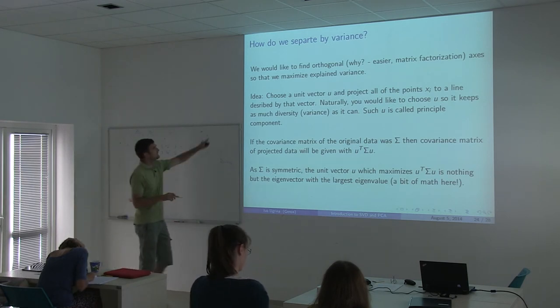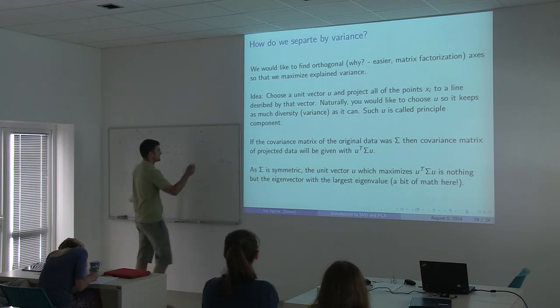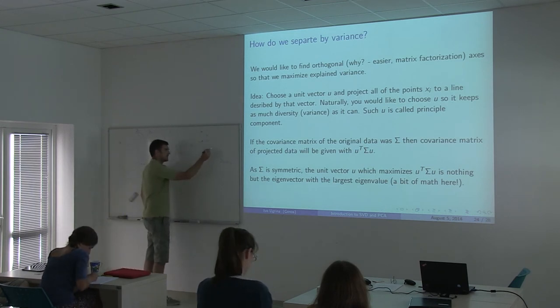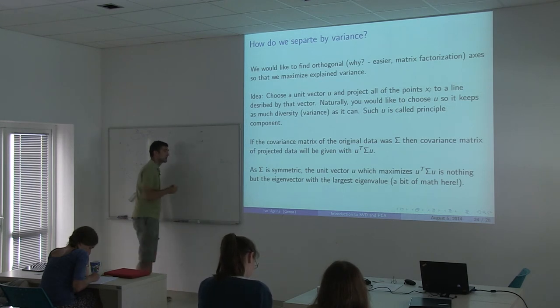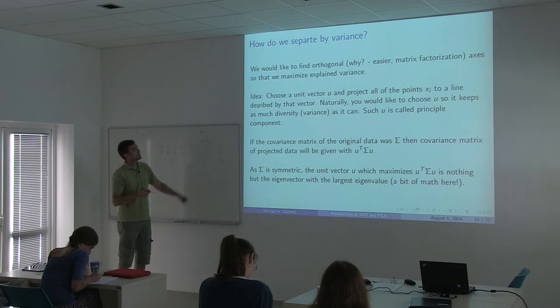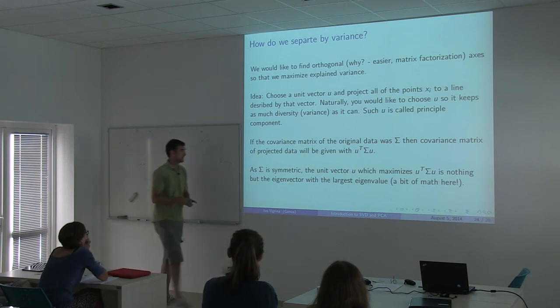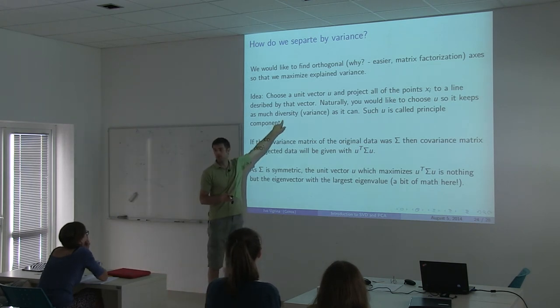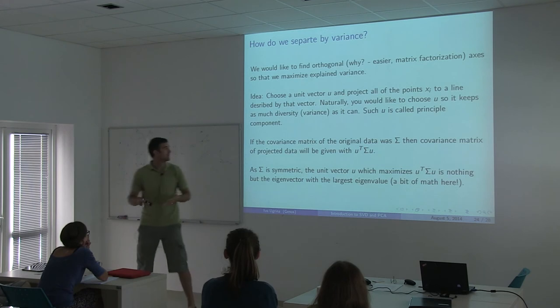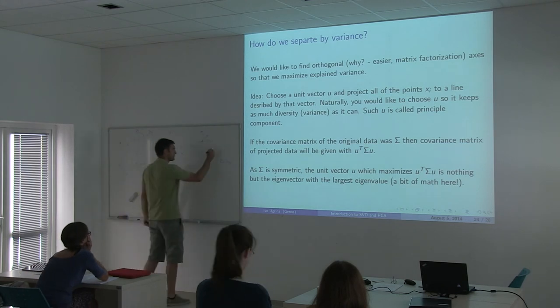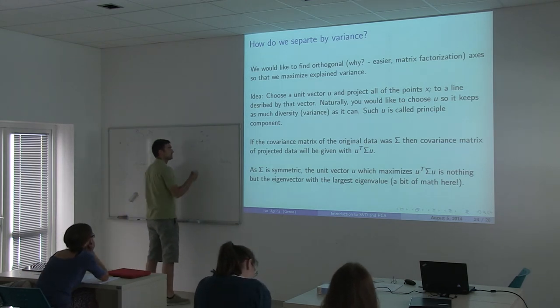Okay. As I said, the idea is to choose a unit vector. Unit vector just means that this vector u is going to be of length 1, and project all of the points xi to a line described by that vector. Naturally, you would like to choose u so it keeps as much, I wrote here something that's not mathematical, but makes more sense, diversity. You want to keep as much diversity as you can, and that's basically variance. Such u is called principal component. So this would be principal component number 1, and this would be principal component number 2, right?